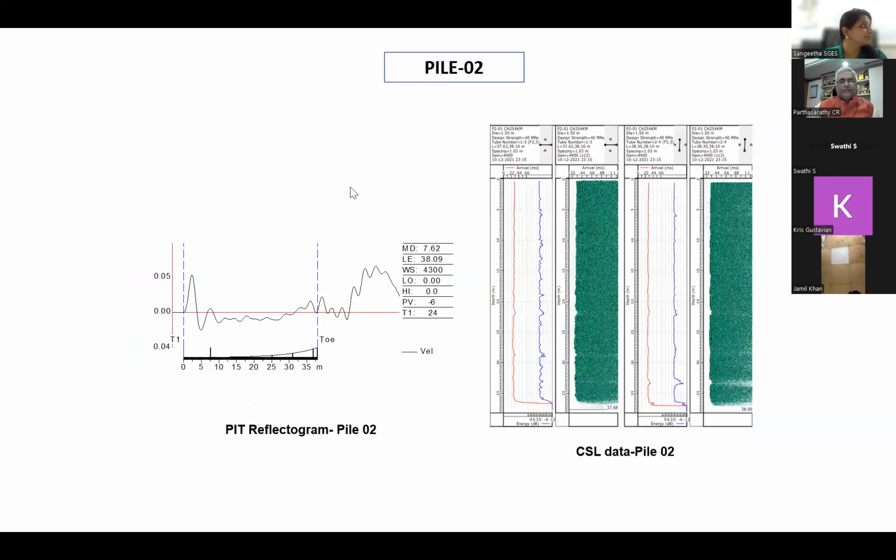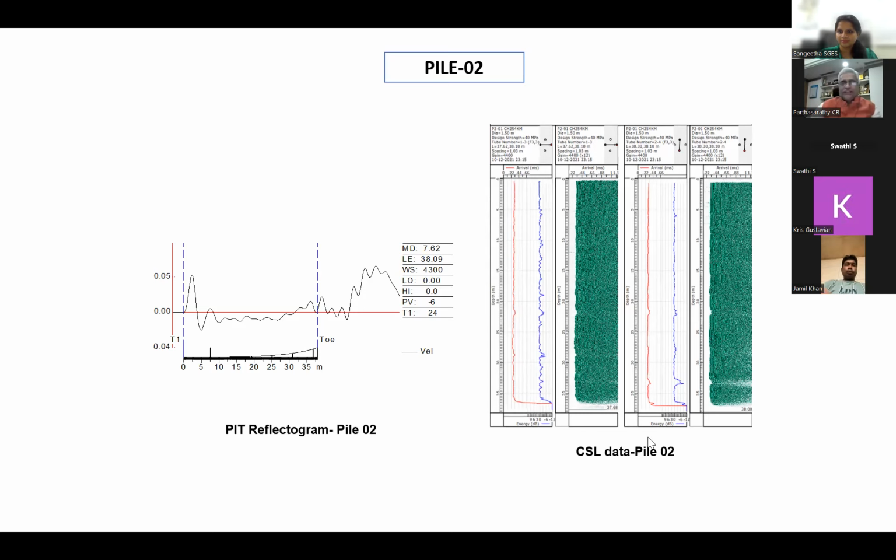So what do you think of this pile? Please type out on the chat box now. Continue doing the good work. Toe damage. Arun says good pile. So it's a defective pile. Soft toe is there, toe problems.